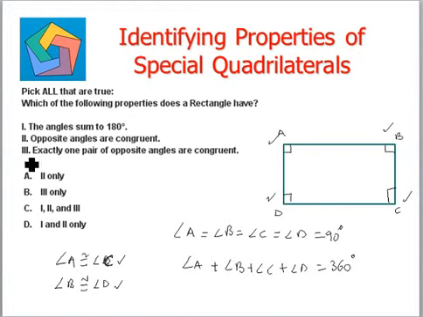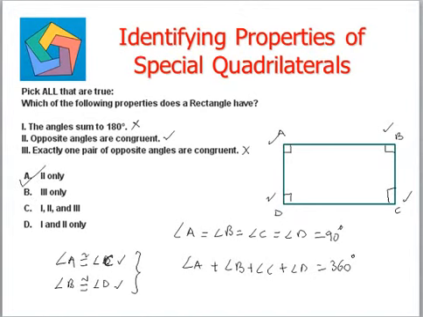Now let's look at the options that are given to us. The angles sum to 180. This is incorrect. Opposite angles are congruent. This is correct. Exactly one pair of opposite angles are congruent. Here in the rectangle we've seen both pairs of opposite angles are congruent, so the third is also incorrect. So that means only option 2 is correct, which can be seen in option A.